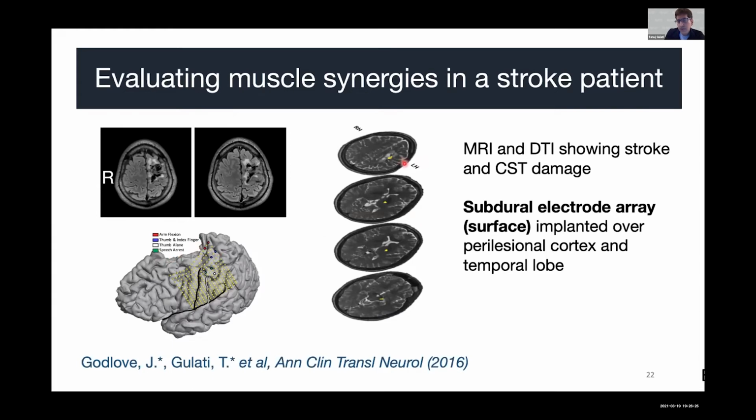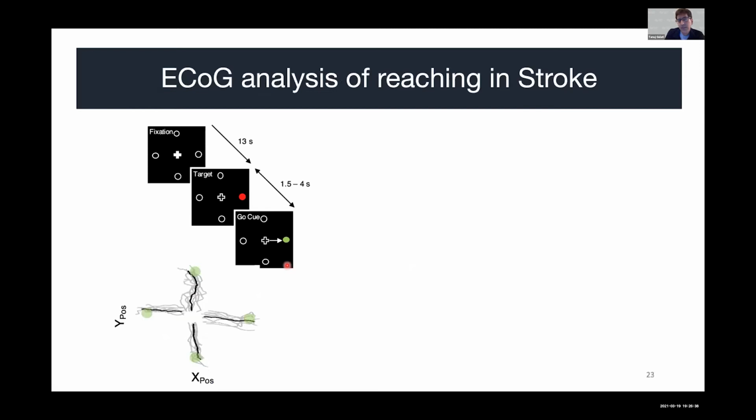But if you see the DTI, the corticospinal tract, which is shown in yellow, that was still intact. So this is the description of the patient, and the ECOG grid was there. So we made this patient do a very simple task, a center out task, which was visually guided. There was a computer screen, which was essentially telling him what to do. He had to keep his hand in the center until a cue came.